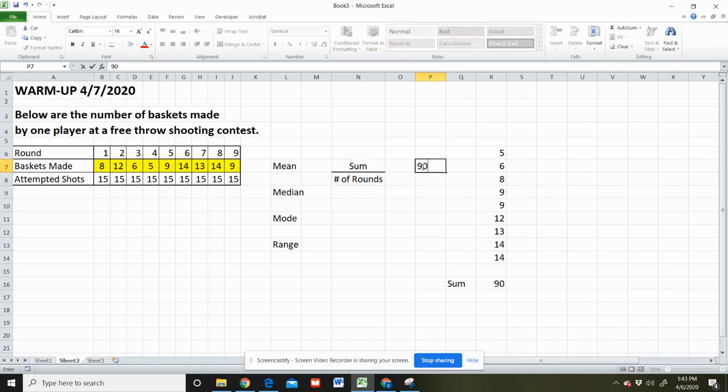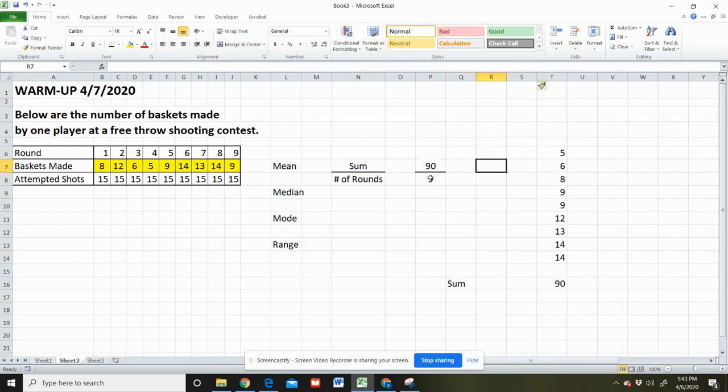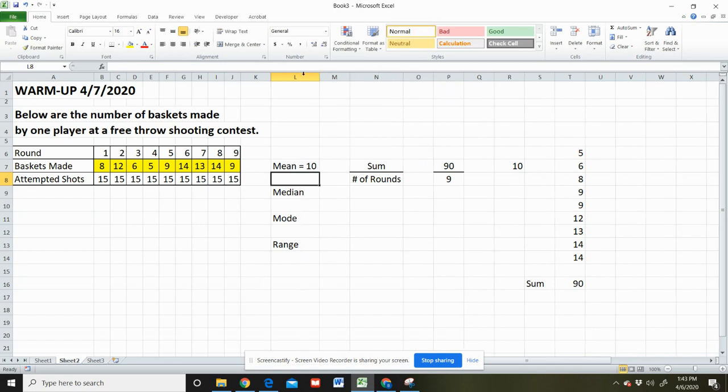So my sum was 90, and my number of rounds was 9. When I added all that together, I got 90 divided by 9. 90 divided by 9 gives me 10. All right, so my mean is 10. I'm just going to put that over here. My mean equaled 10.